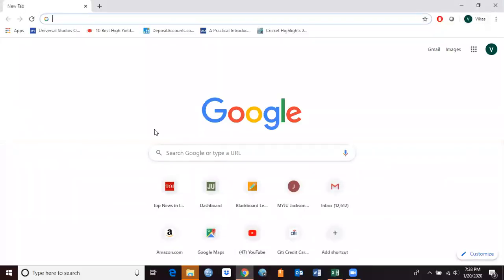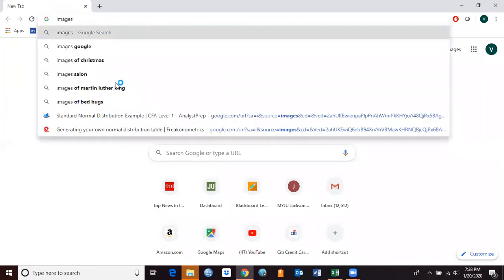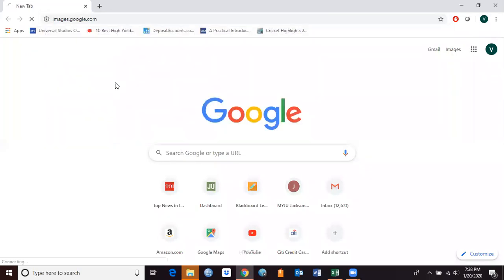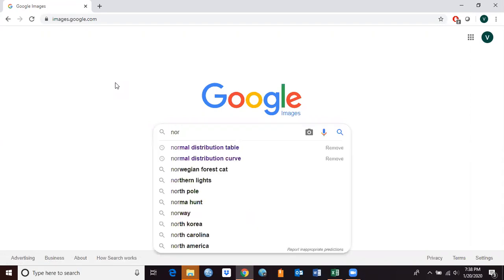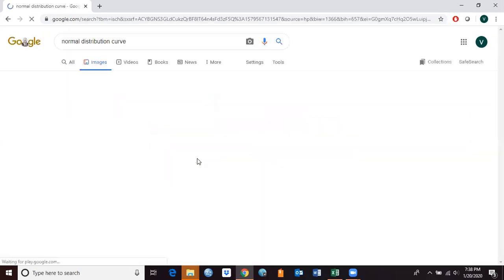I'm going to open this here. I just want to make sure I'm sharing my screen. I'm going to go to images.google and search for normal distribution curve to start with.